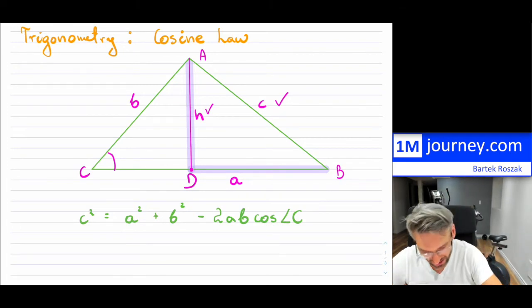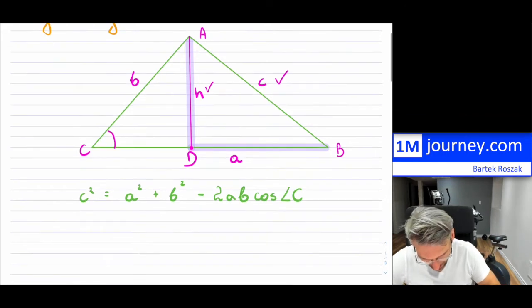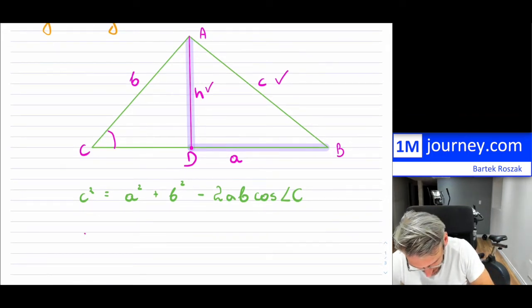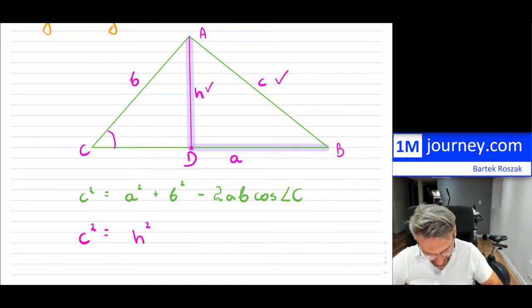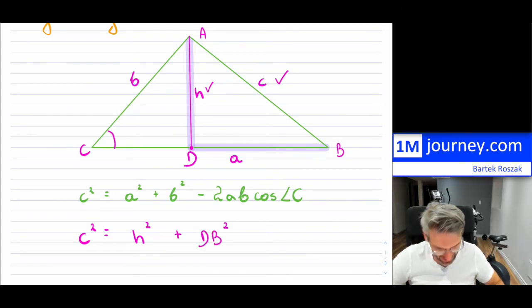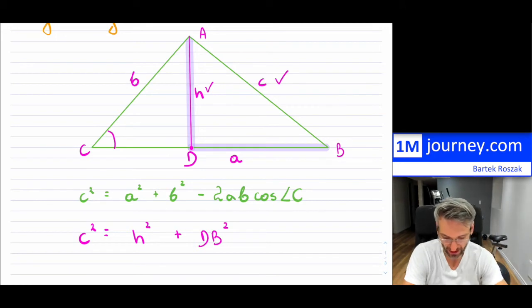So I'm going to write this as a reminder here for us. We're going to have c squared is equal to H squared, so that's the height squared, plus the distance DB squared. So that is that distance there at the bottom. So if I knew those distances, I could get c squared.